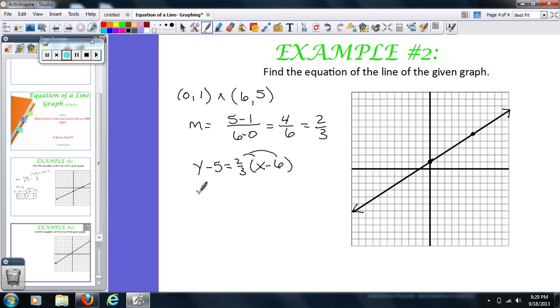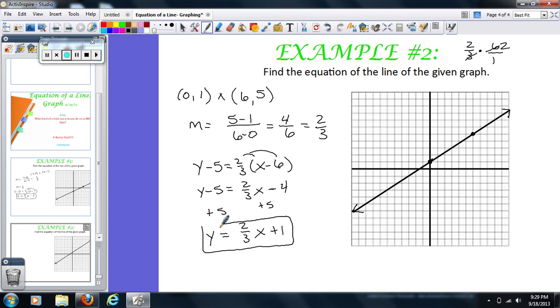Let's distribute this. So you got y minus 5 equals 2/3 x minus, and I'll do the simple math over here. So you got 2/3 times 6 over 1. The 3 and the 6 will cancel, and you're left with a 2, so this is going to be minus 4. Now we're going to add 5 to both sides, and you get y equals 2/3 x plus 1. And there we get the equation of our line.